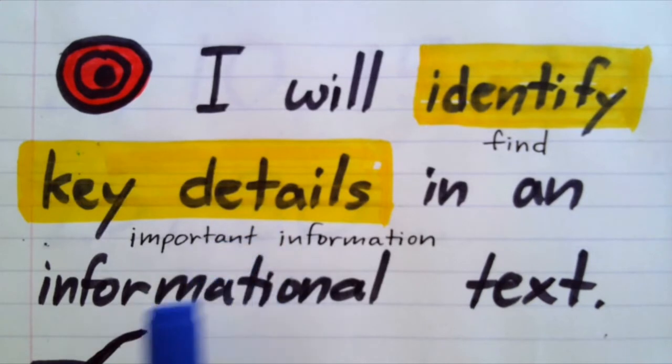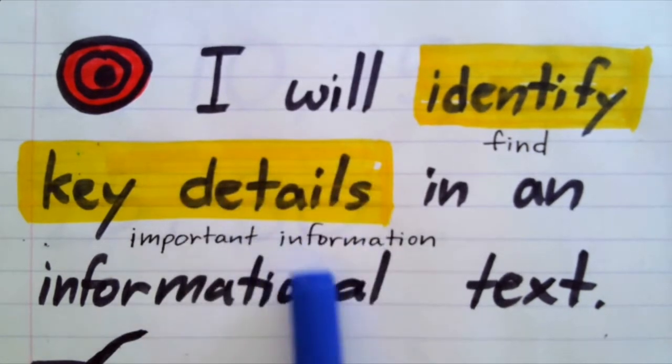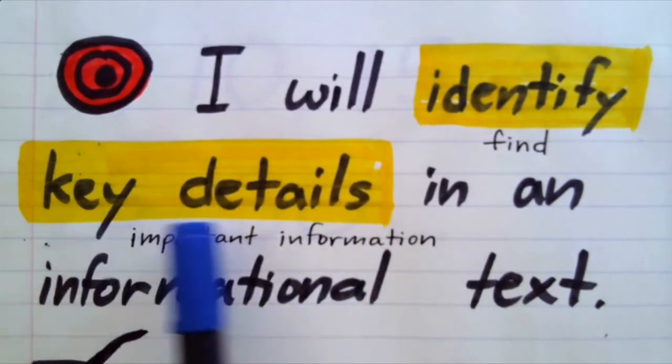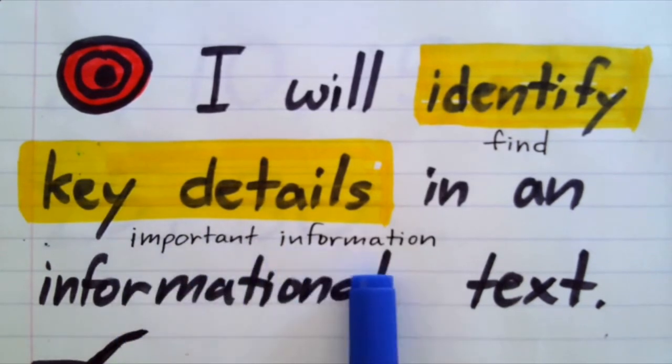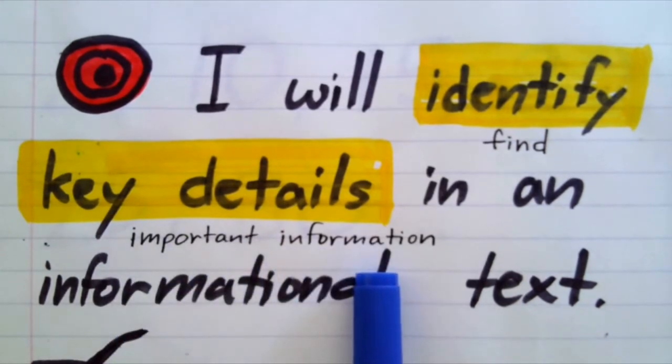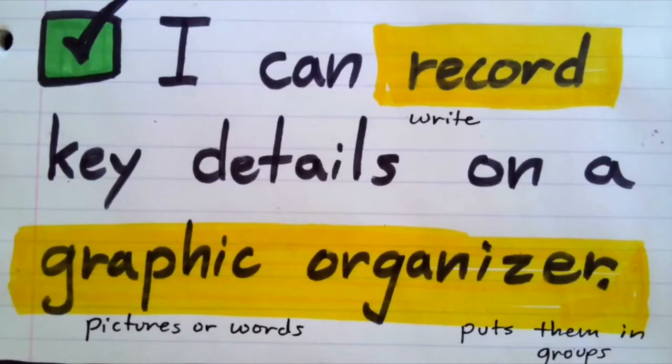Remember, last time we looked for key words, and those were words you need in order to explain what the text is about. Details are information. Key details are important information that you need in order to explain what the text is about. How do we know when we have met the learning target?